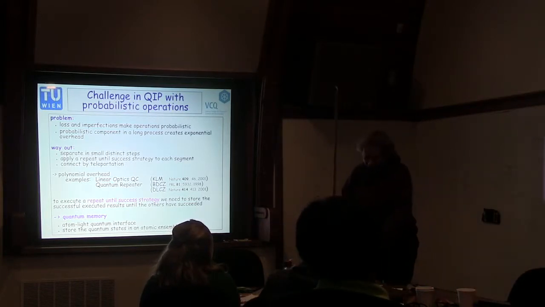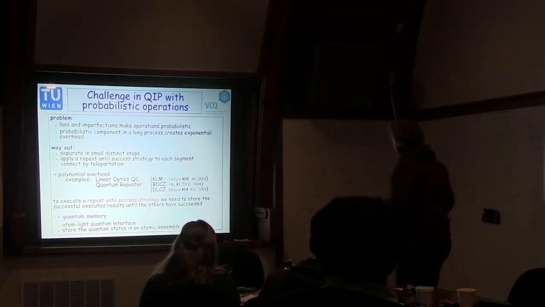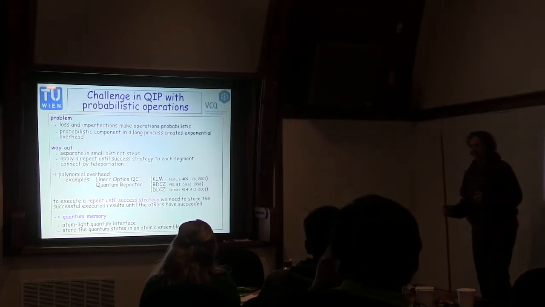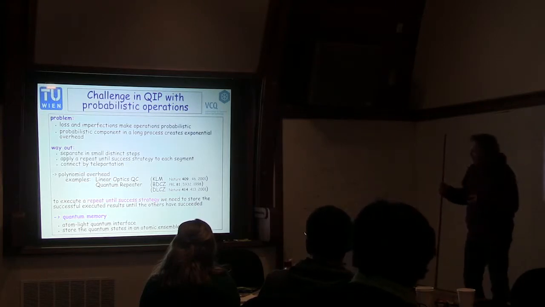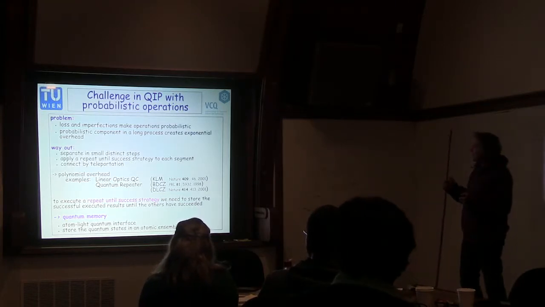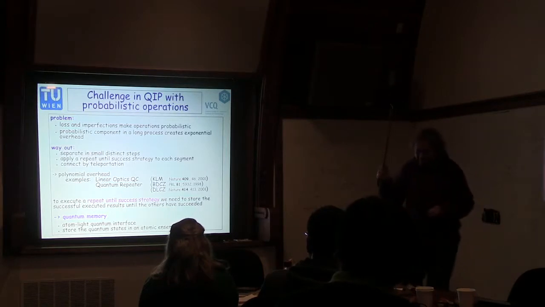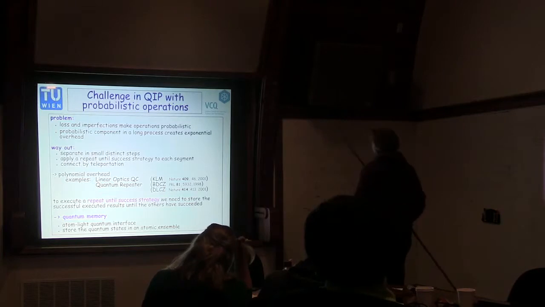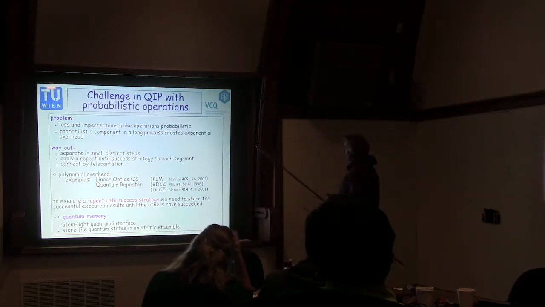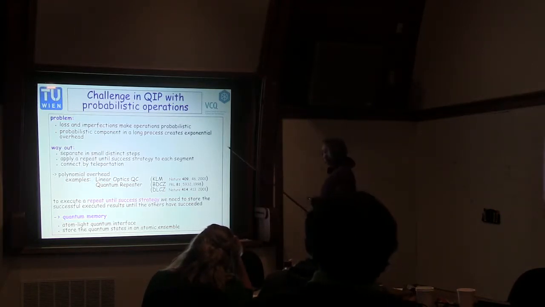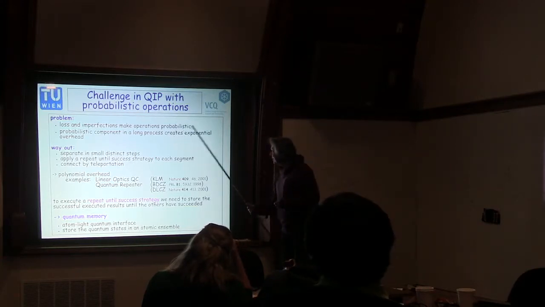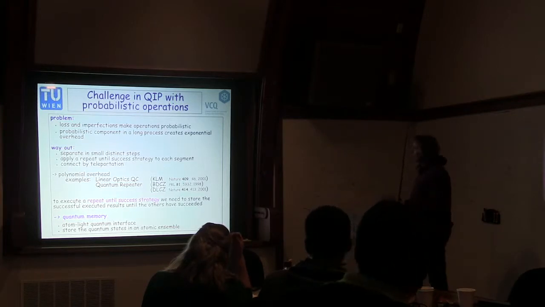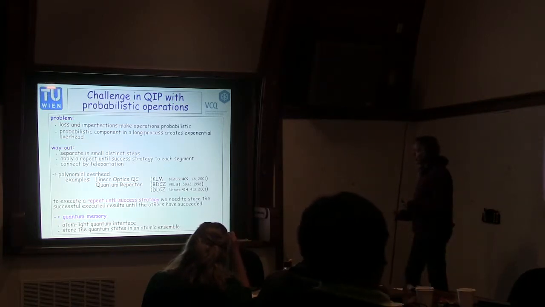Nevertheless, these are things that you're always happy to know after you study your experiments. So I think this is a very, very general issue with anything that has to do with probabilistic operations in a quantum system. Any loss or imperfections in our experiments or setups make operations probabilistic, and this probabilistic component in a long process usually creates exponential overhead.